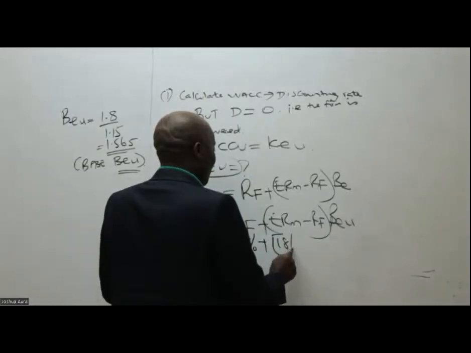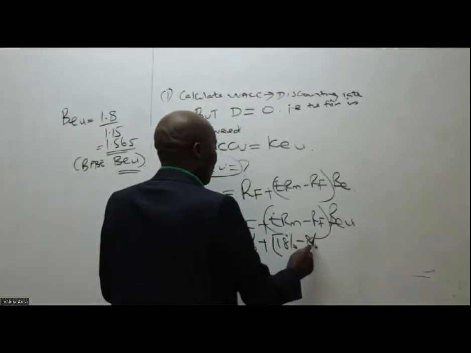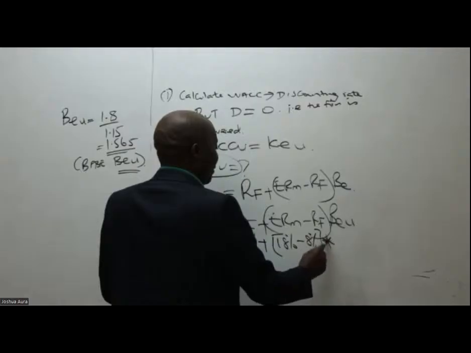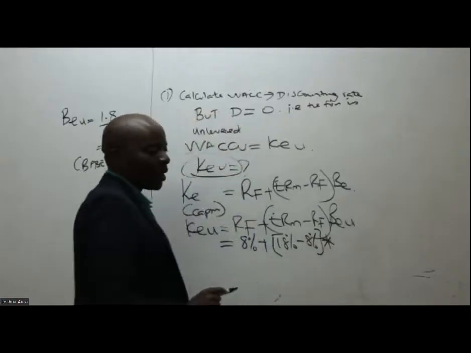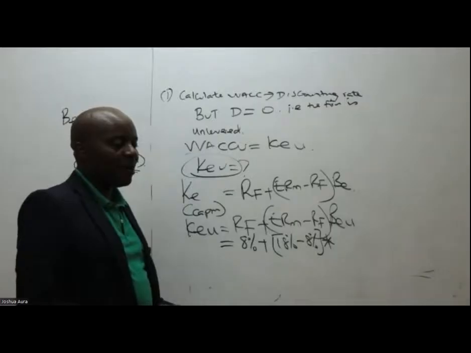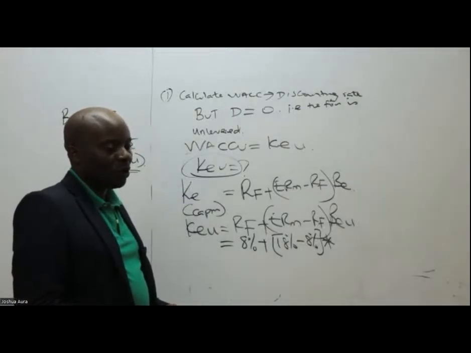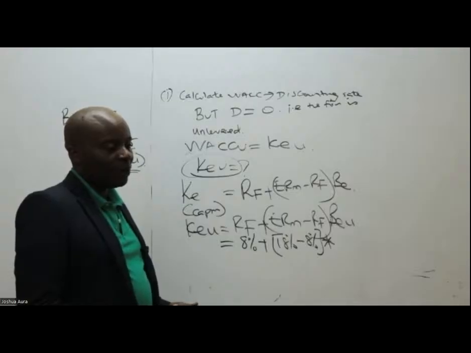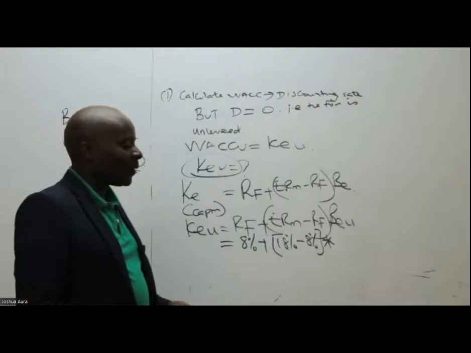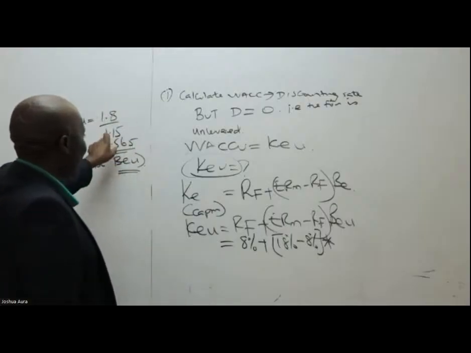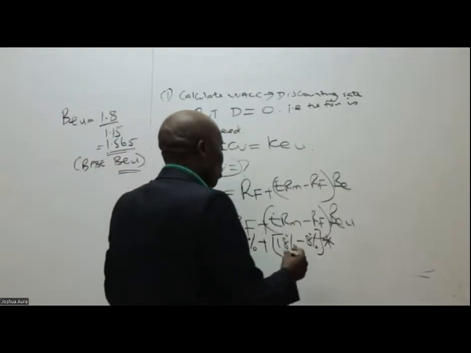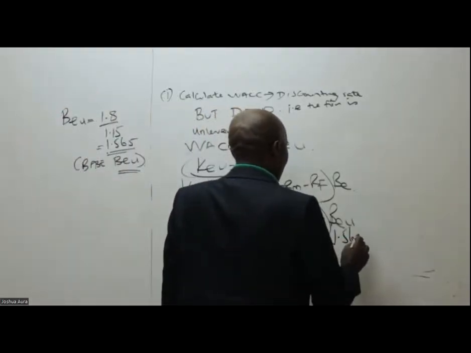plus 18%, the market return, minus 8%, multiplied by beta equity of unlevered firm. So could you kindly give me the beta equity of unlevered firm? Is there somebody who is able to recall that figure? Beta equity of unlevered firm, 1.565. We have it here, because I'd written it like this.